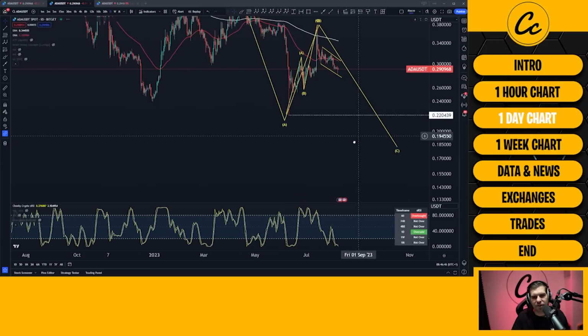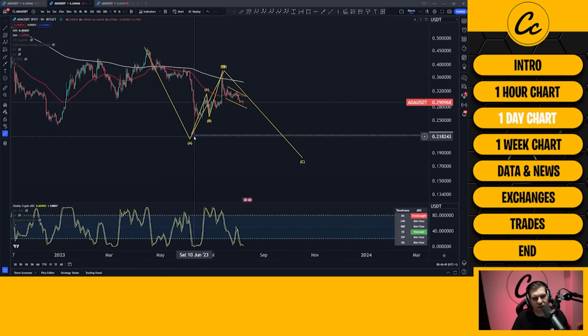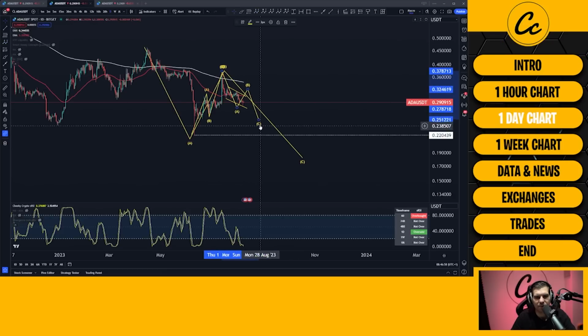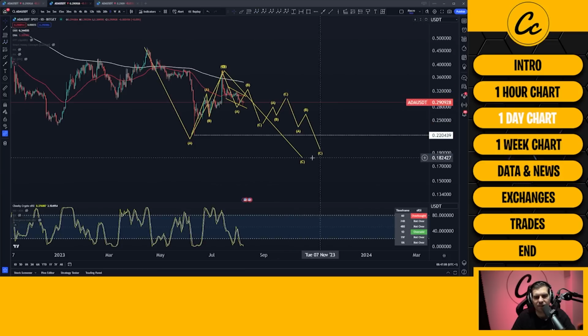If I zoom out of this, you can see the overarching structure here, A, B, and C, taking us down towards that 15 to 18 cent low target. But before we can go down, we're going to have to go up. I suspect we're going to do something to this effect. We'll have a three-wave move down towards that 25 cent at some point, and then we'll probably break upwards over time back to 30 cent, get rejected there, and then move on down into those lows. We'll expect a new bear market low for Cardano.